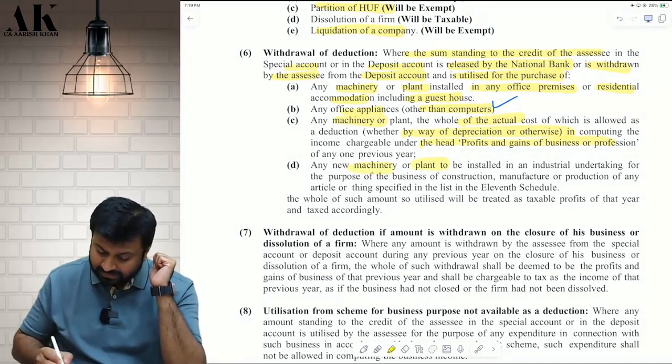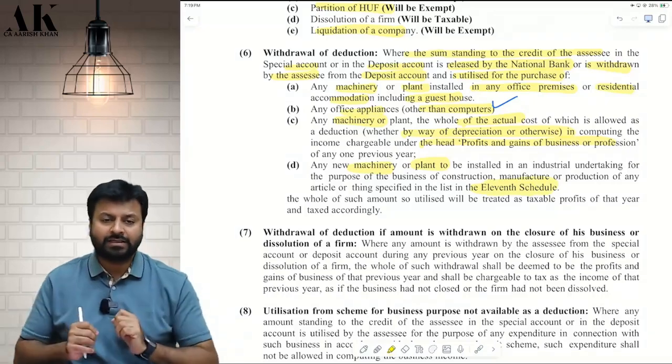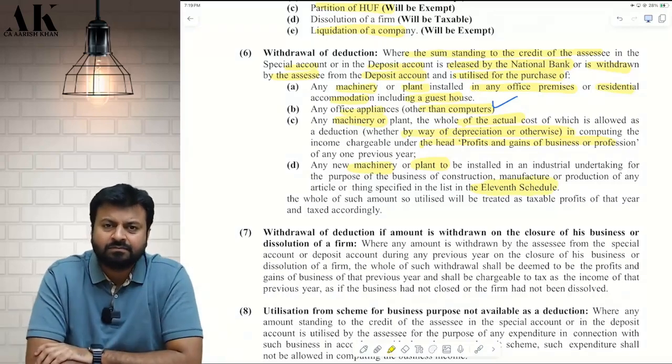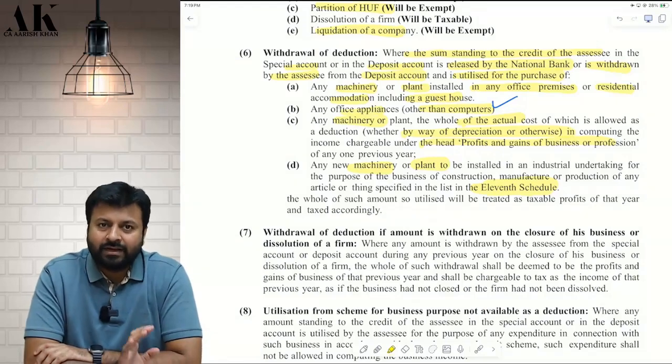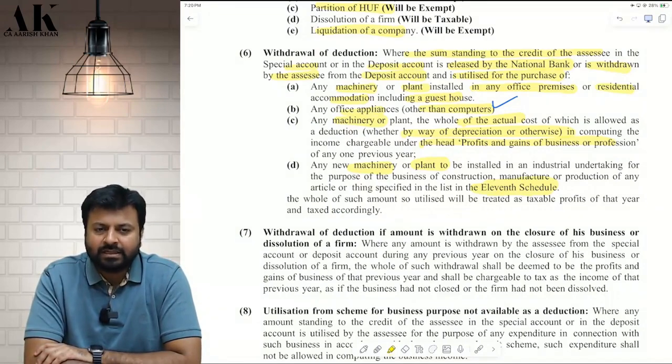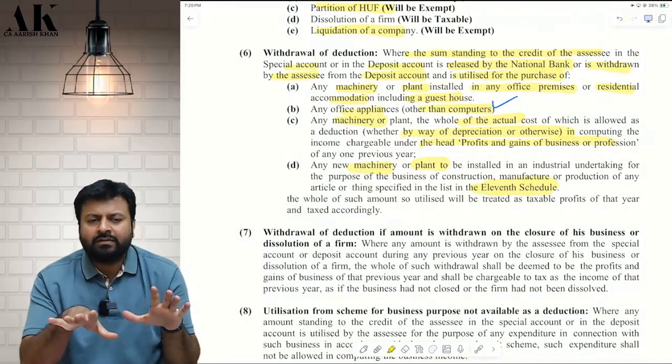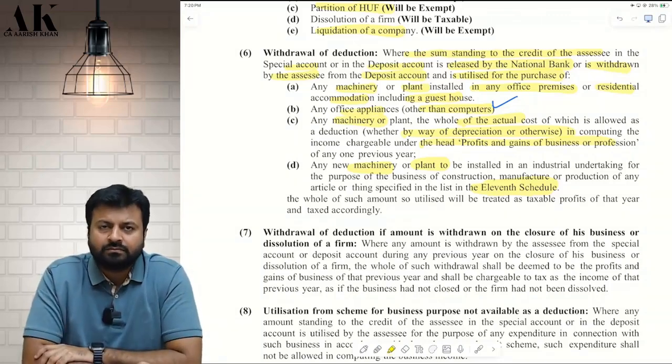Or any machinery which is mentioned in the 11th schedule of the Income Tax Act. What is 11th schedule, sir? Now all these things I don't discuss while discussing the main provision. I discuss this while getting into the detailing of the section. While discussing the main provision, I will tell you what all things are very important academically for you. Now we do detailing after that.